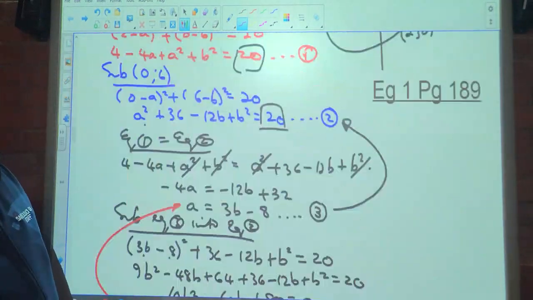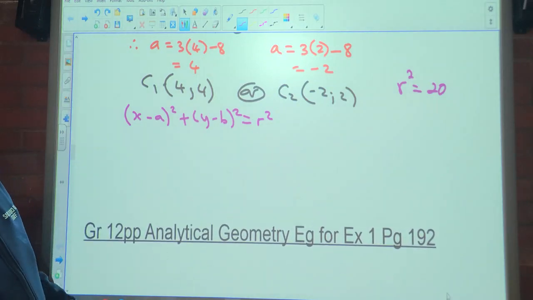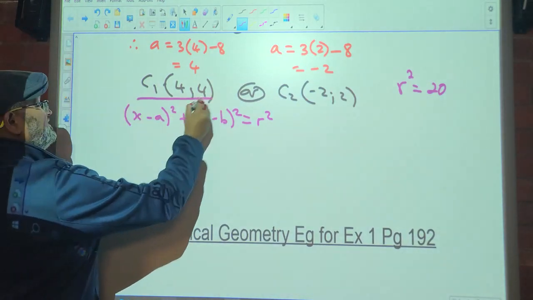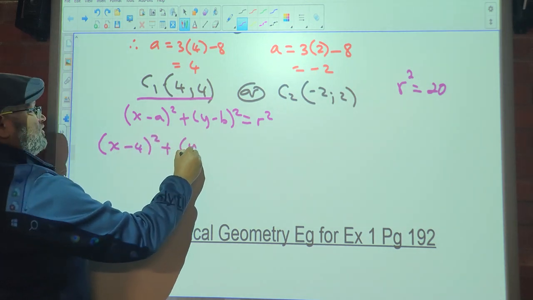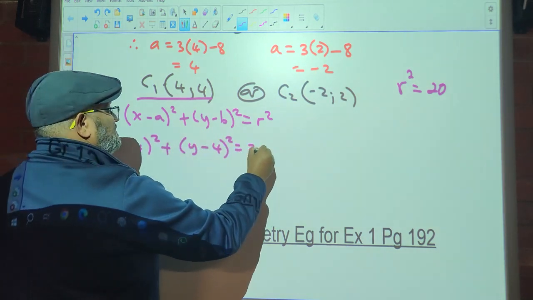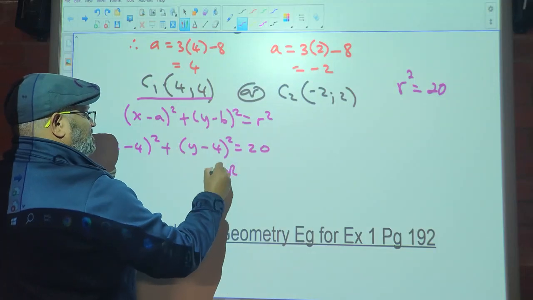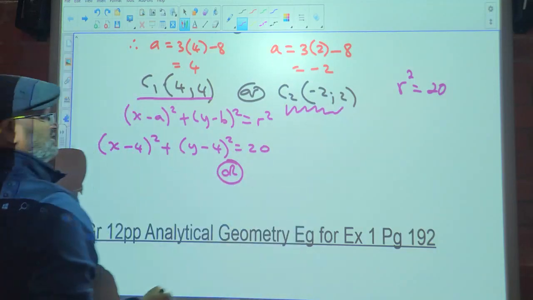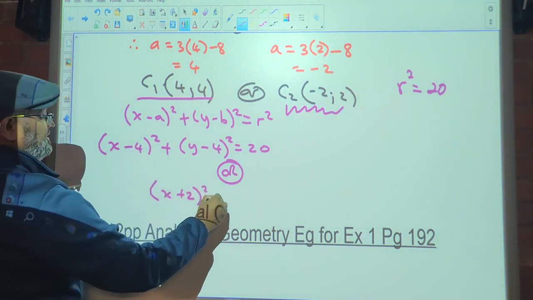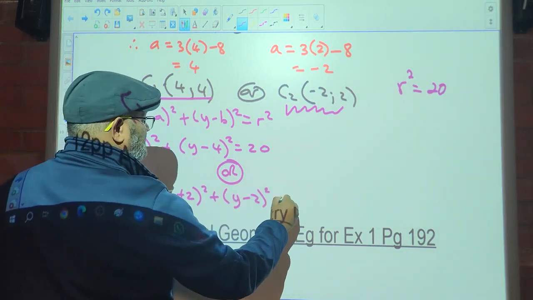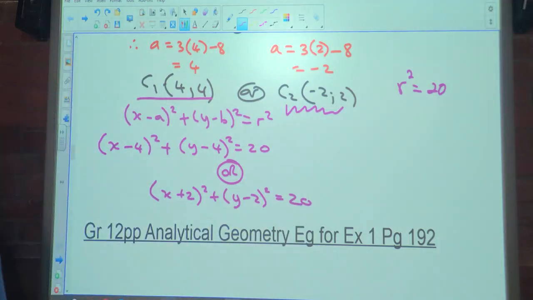It was 20. So what is the formula for circle 1? It would be x minus 4 squared plus y minus 4 squared is equal to 20. Or for circle 2, it would be x plus 2 squared plus y minus 2 squared is equal to 20. And hence, our initial conjecture that there had to be 2 circles. Do you guys understand?